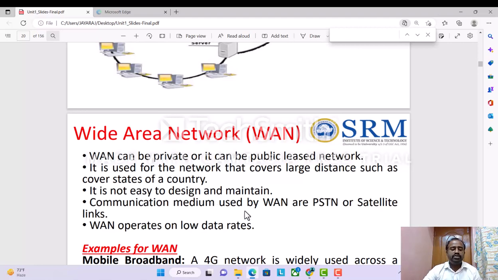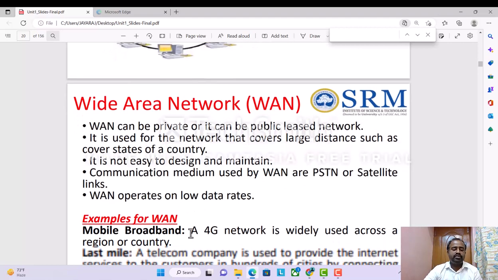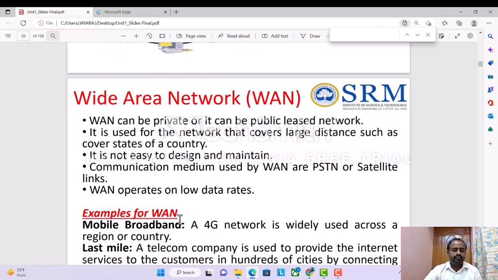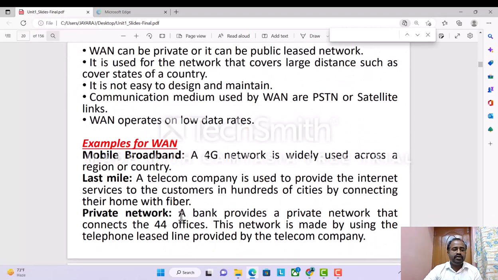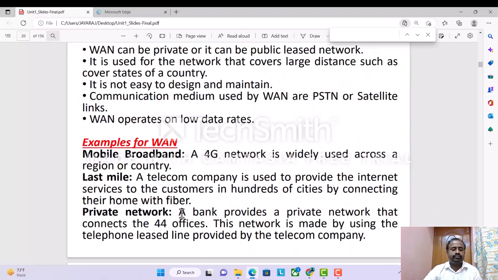Then the communication used by WAN is the public telephone network or satellite link. That is what we call PSTN. Then WAN operates at low data rates considering the speed. These are various examples of WAN. You can take mobile broadband 4G. I think 5G has now been launched, but the 4G network is widely used across the country. Then 5G is coming up.